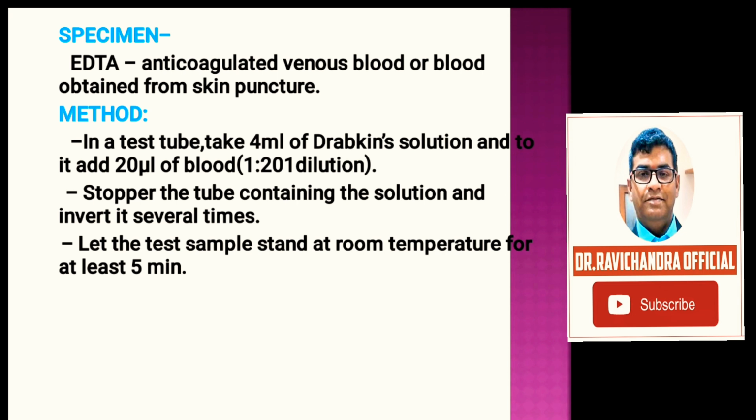Specimen: EDTA anticoagulated venous blood or blood obtained from a skin puncture. First take 4 ml of Drabkin solution in a test tube and add 20 microliters of blood to it. This makes a 1 in 201 dilution. Stopper the tube and invert it several times for mixing. Then let the test sample stand at room temperature for at least 5 minutes.